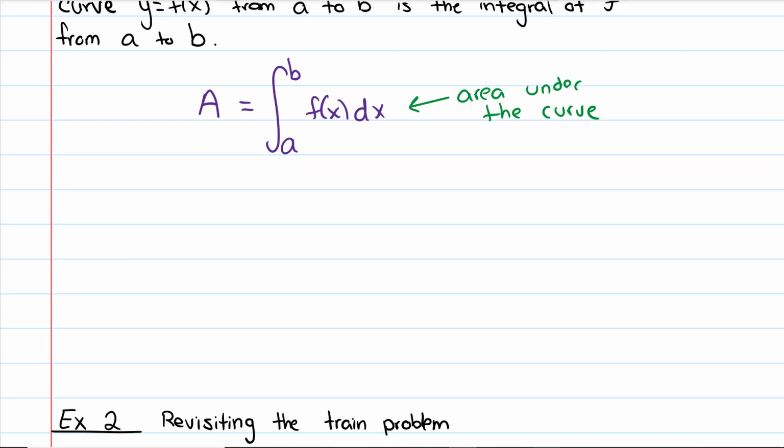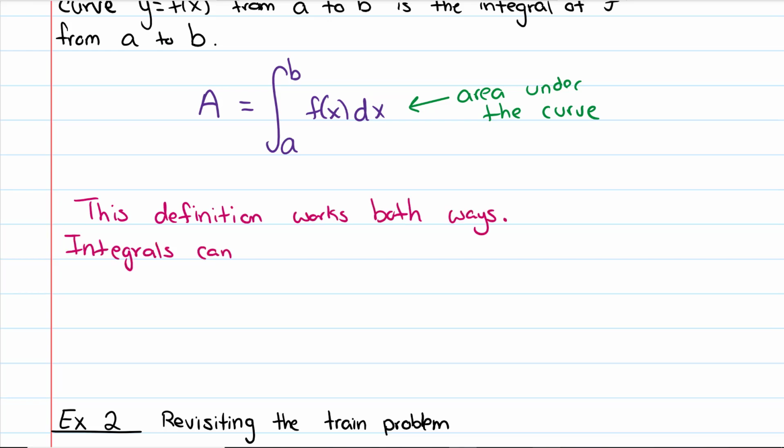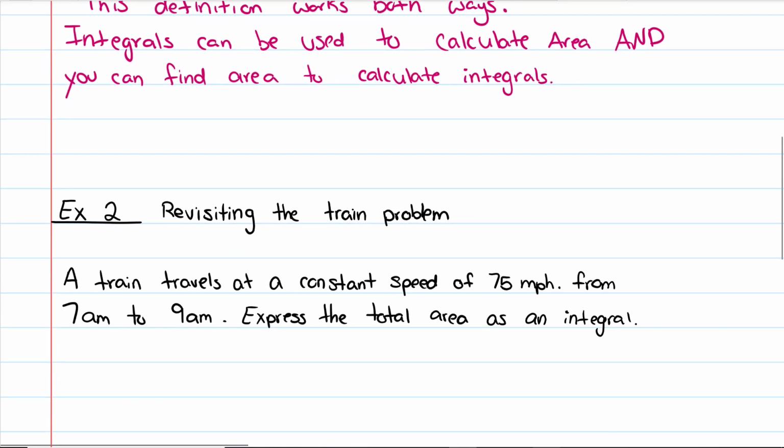Something you want to note is that the definition works both ways. Integrals can be used to calculate areas, and you can find the area to calculate integrals. This leads me to example 2. We're going to revisit the train problem that we did in section 5.1. So a train travels at a constant speed of 75 miles an hour from 7 a.m. to 9 a.m. We want to express the total area as an integral.